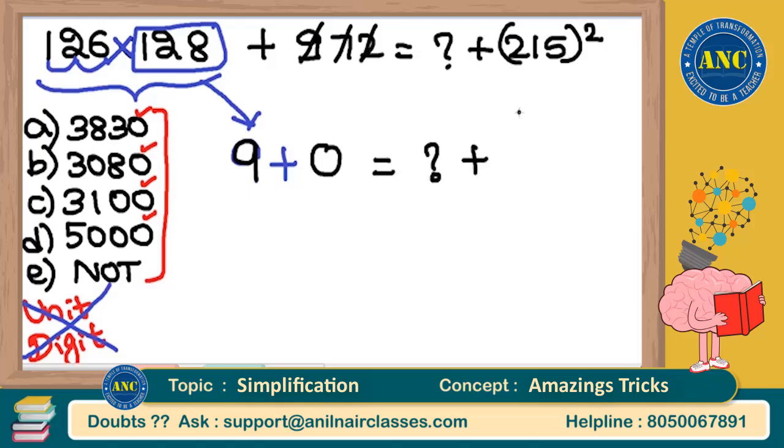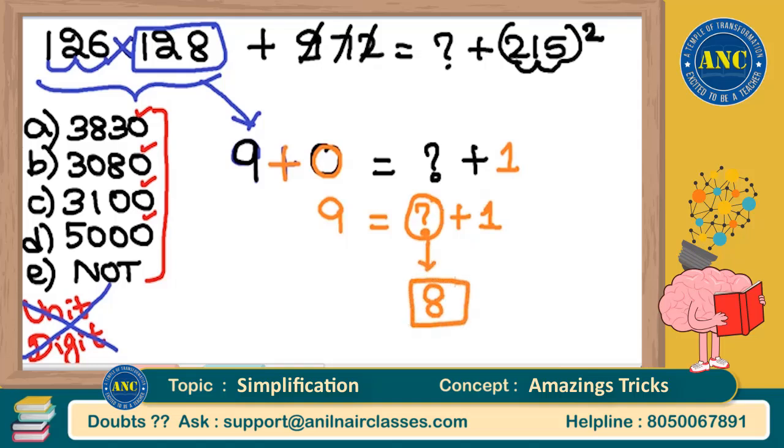Question mark plus 2 plus 1 is 3, 3 plus 5 is 8. 8 square is 64. 64 digital sum is 6 plus 4, 10. 10 digital sum is 1. Can I say that 9 should be added with some number? 9 is equal to some number plus 1. What should be added to 1 so that I will get 9? 8 plus 1 is only 9. That means the digital sum of the question mark should be 8. The answer also should have the same digital sum 8.